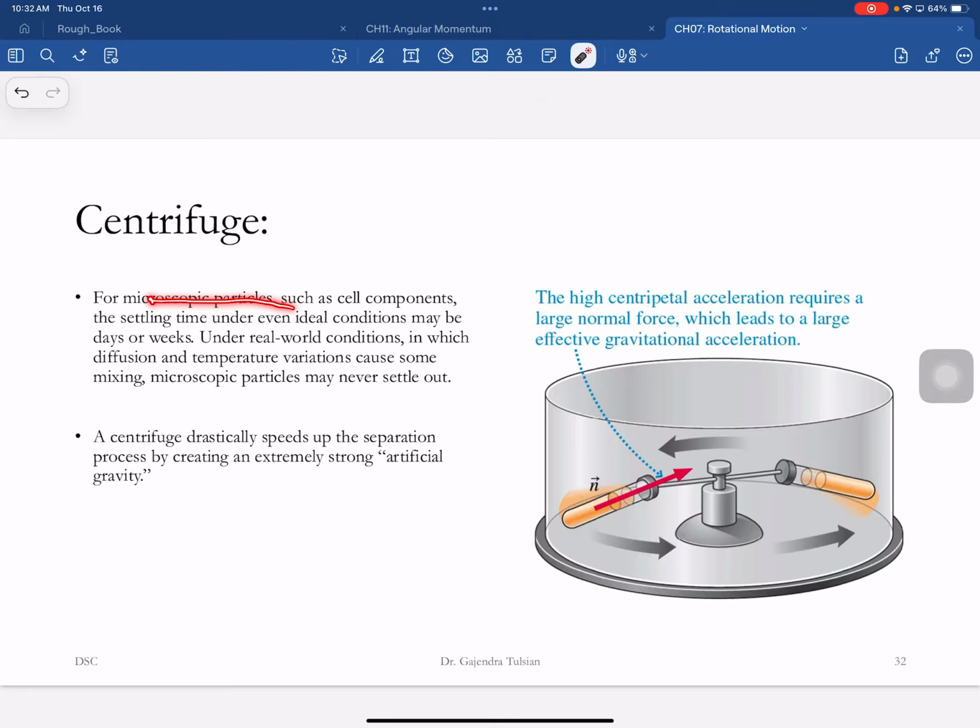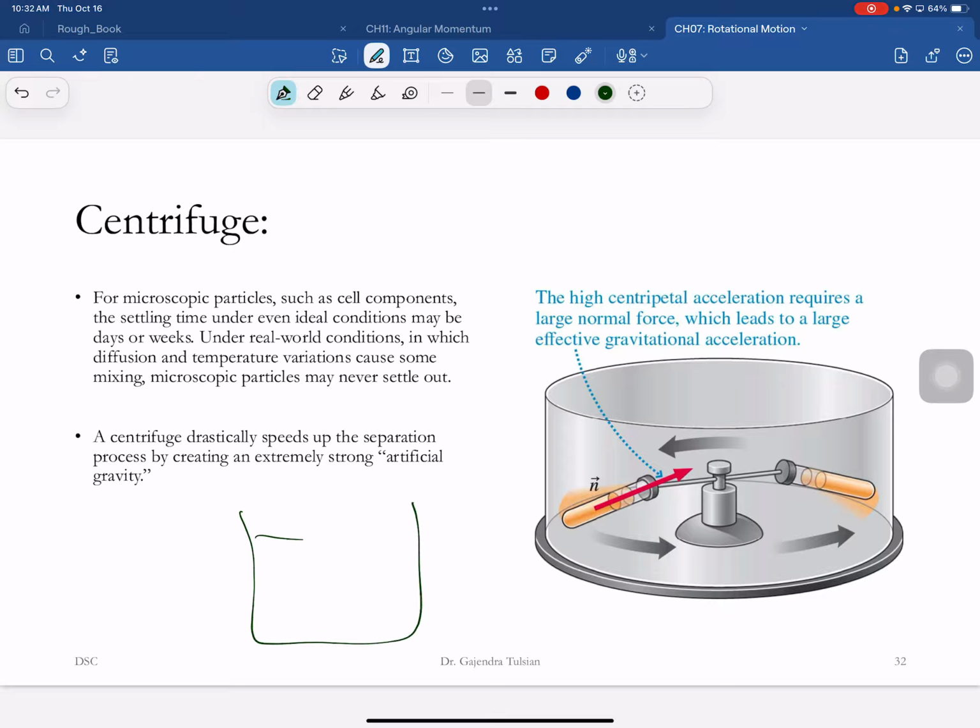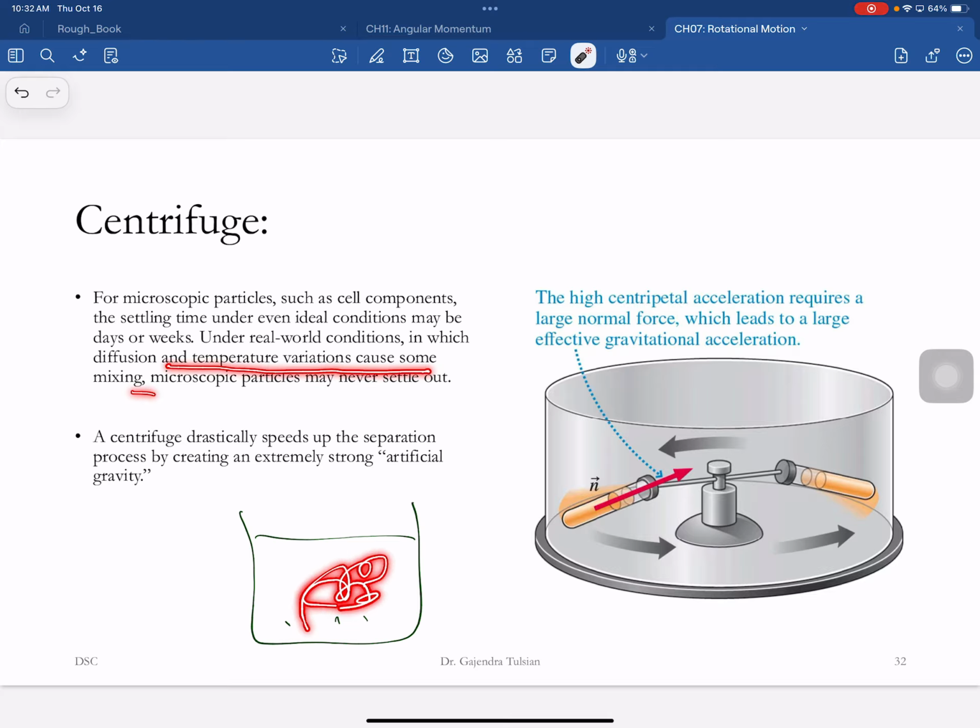For microscopic particles such as cell components, the settling time even under ideal conditions may be days or weeks. So if you just took blood and put it in a cup and waited for stuff to settle, it'll take days and weeks, even under ideal conditions where nothing is shaking it, in which diffusion and temperature variations cause some mixing. Temperature will cause some mixing, and then it'll take longer and longer.